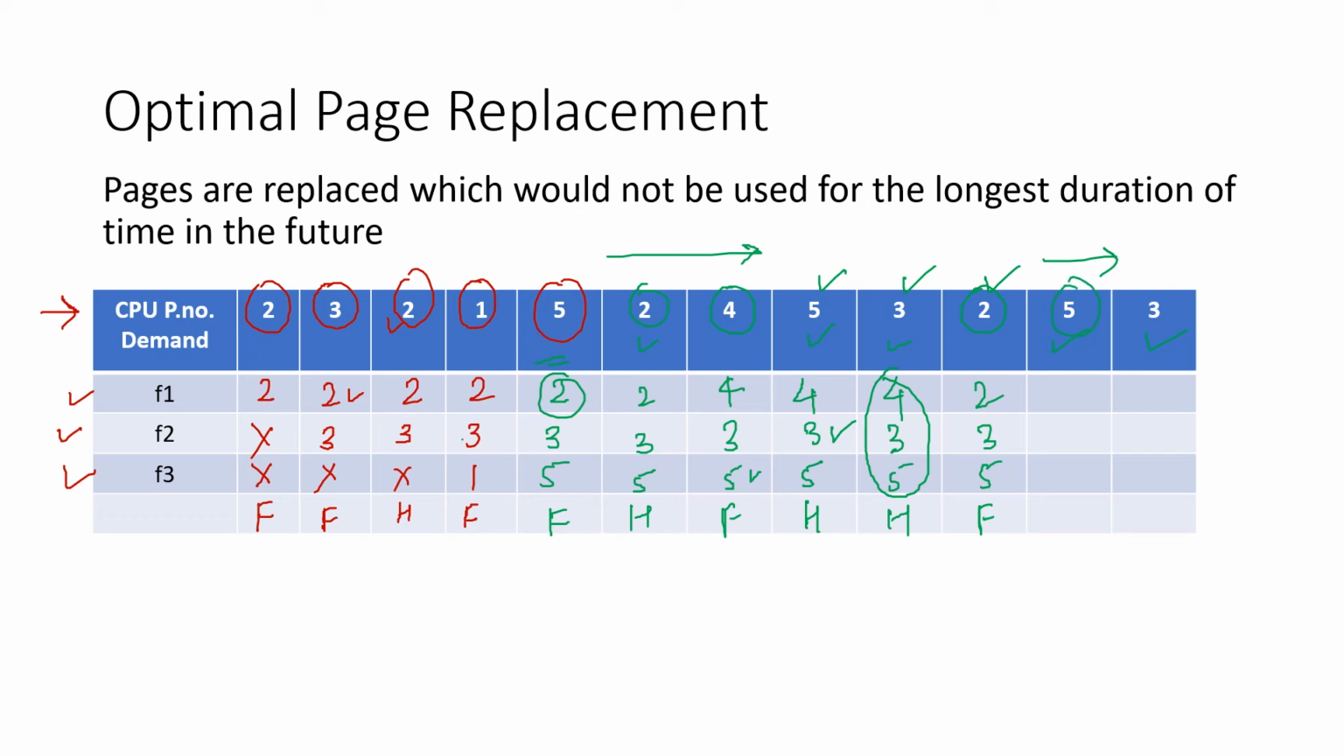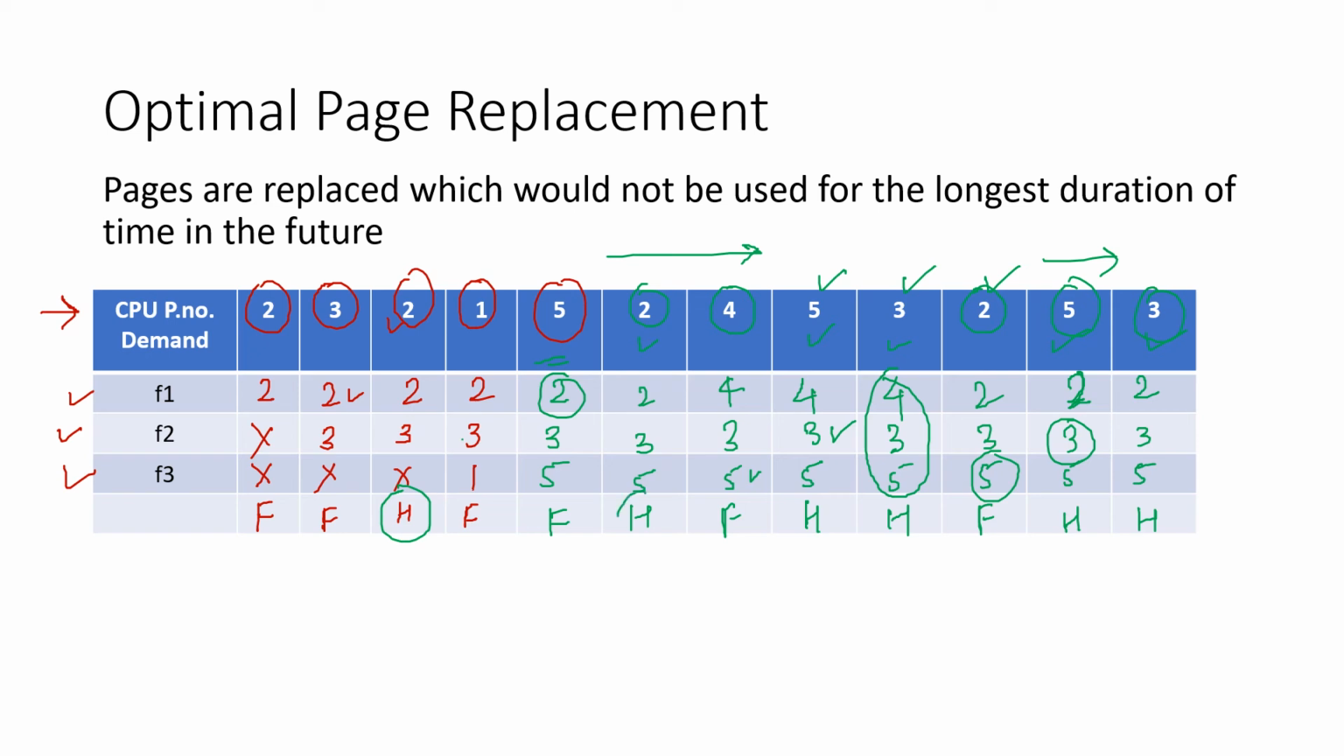Now it's a 5. 5 is already there, so it's a hit. So we get 2 3 and 5. Okay, 3. 3 is there, so it's a hit. 2 3 and 5.